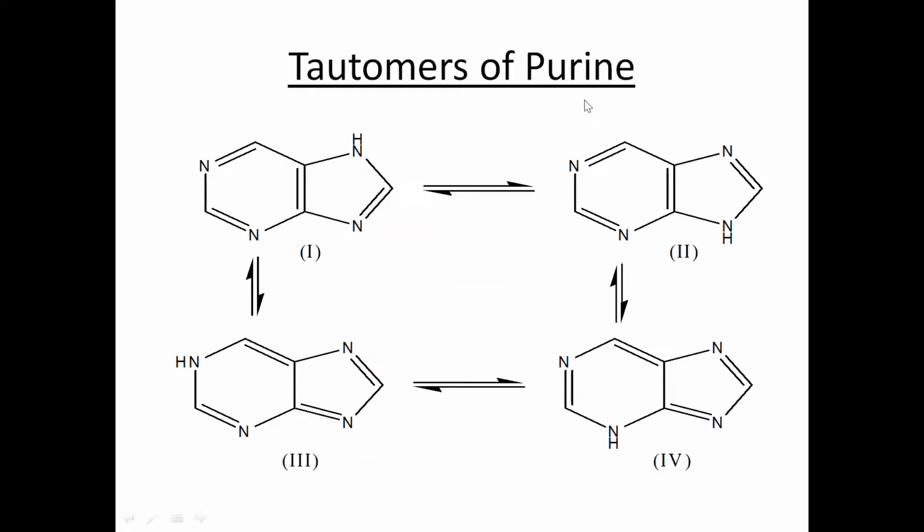Now the tautomers of purine. There are 4 types of tautomers which are possible in the case of purine. As you can see here in the purine ring, there are 4 nitrogens present. This is N1, this is N3, this is N7 and this is N9. If you recollect the numbering, this is 1, 2, this is 3, 4, 5, 6, this is 7, 8 and 9. So the nitrogens are present at the 1st, 3rd, 7th and 9th positions.